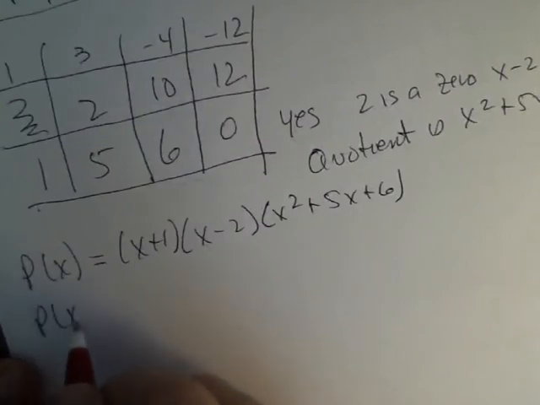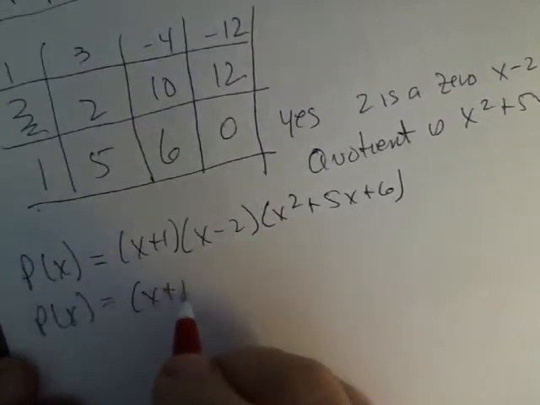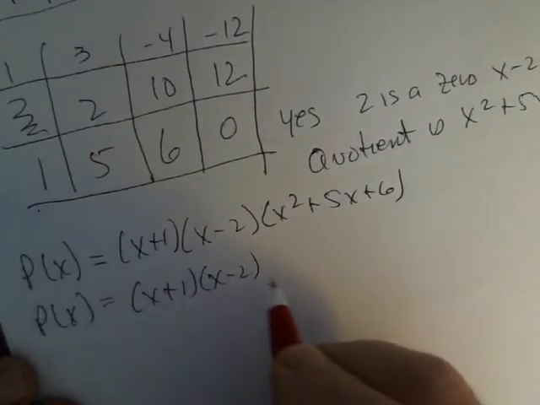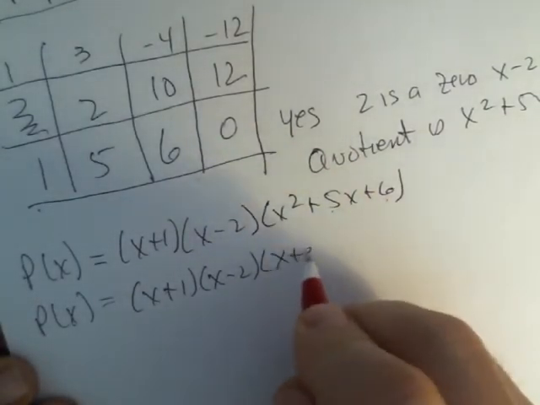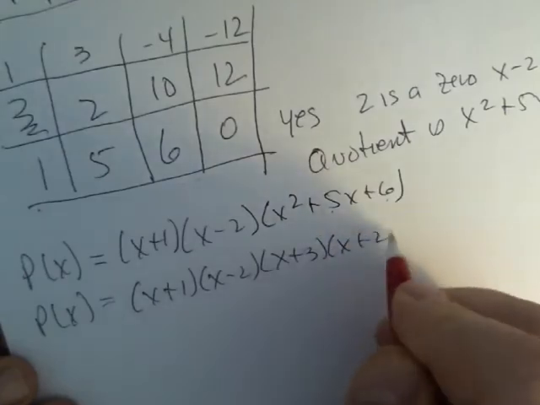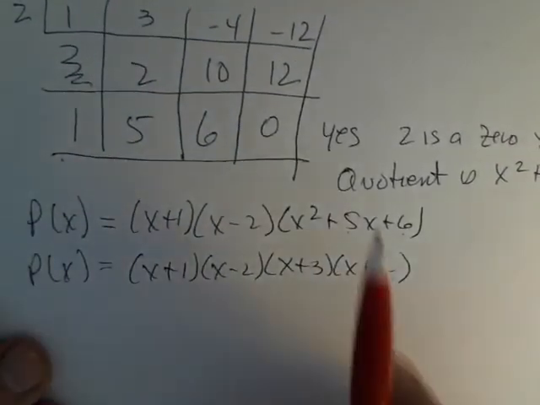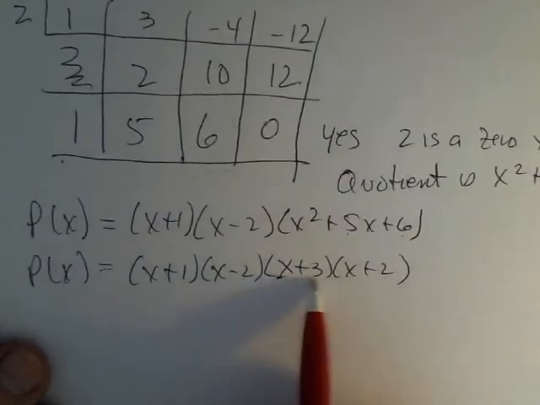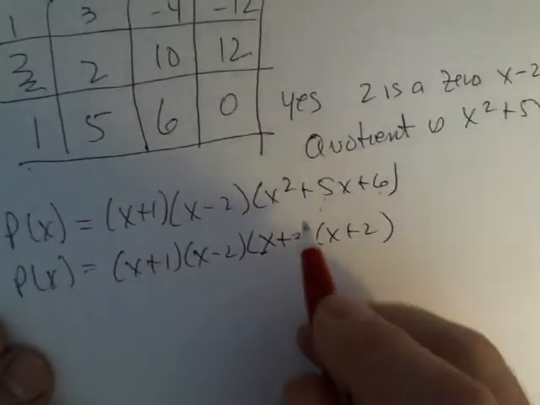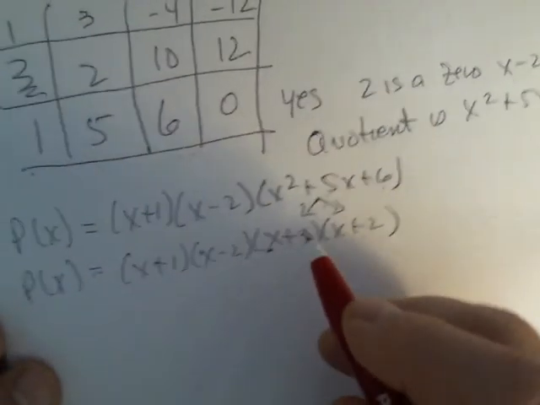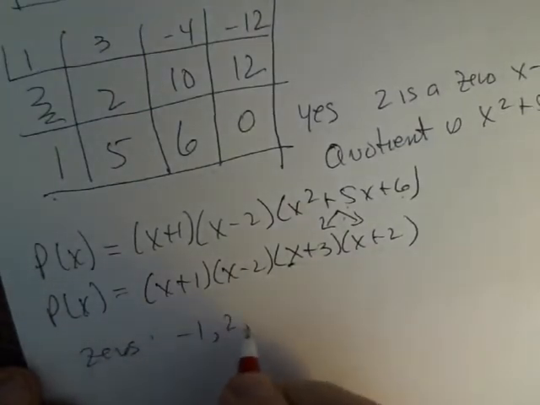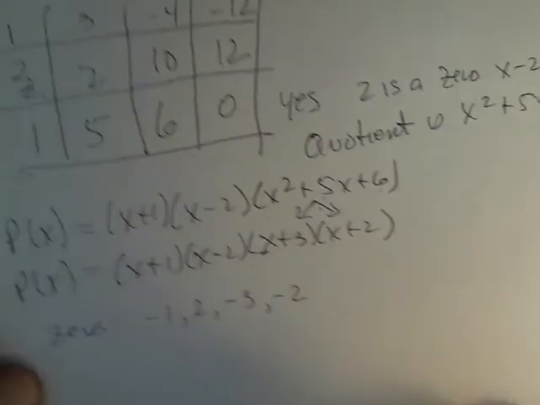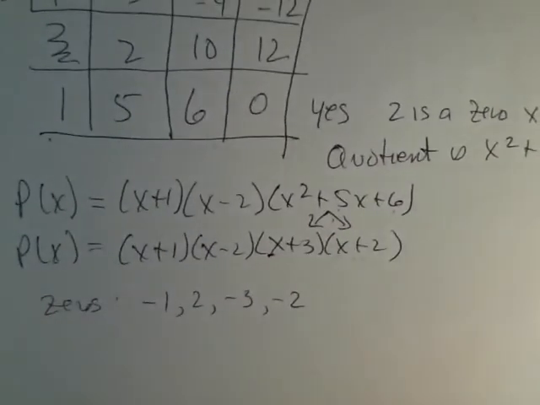I can factor doing my FOIL method. So factors of 6 that add up to be 5. Everything's positive. So that right here are factors of this. So then my zeros: negative 1, positive 2, negative 3, negative 2. Okay?